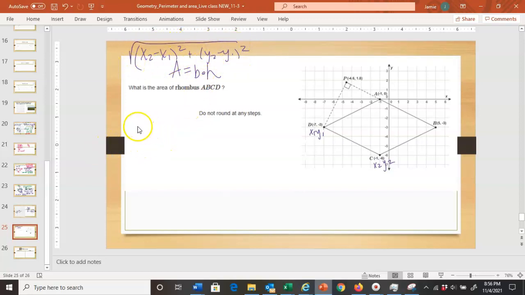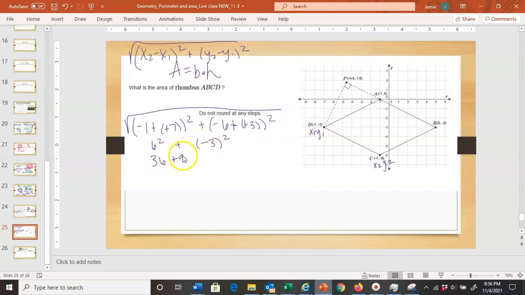All right, let's plug it in. -1 minus -7. And then -6 minus -3. This becomes our positive, and we get 6 squared plus -3 squared. 6 squared is 36, and -3 squared is 9. This is 45, root 45. So our base is root 45.